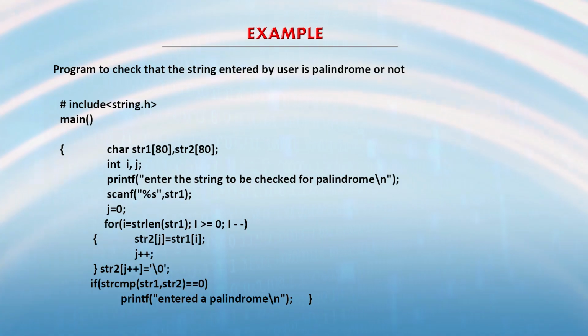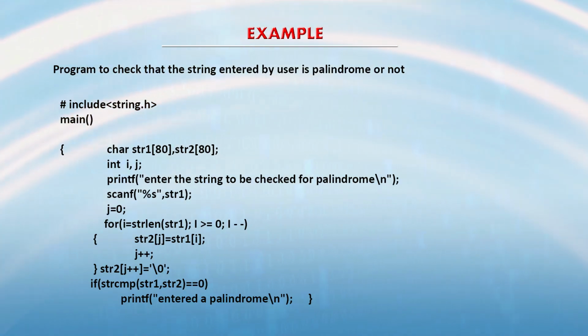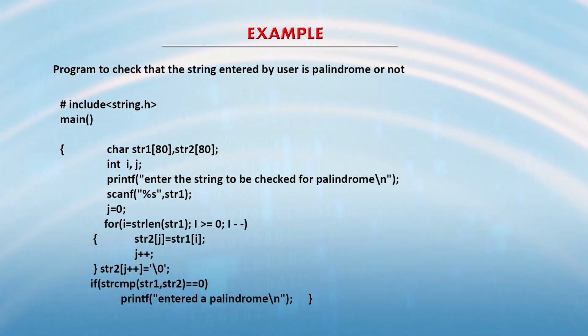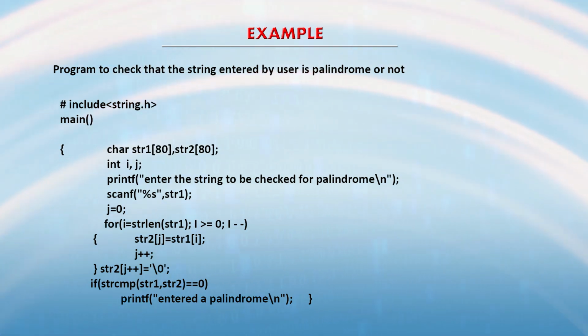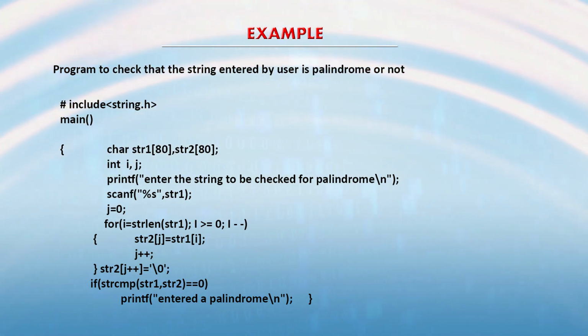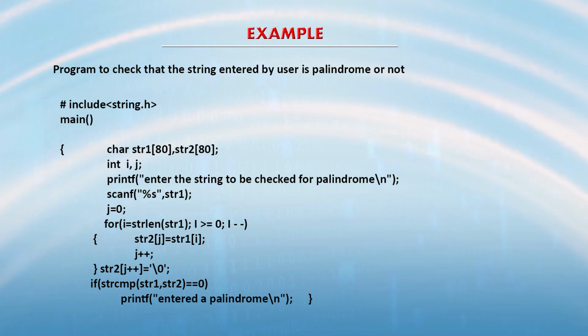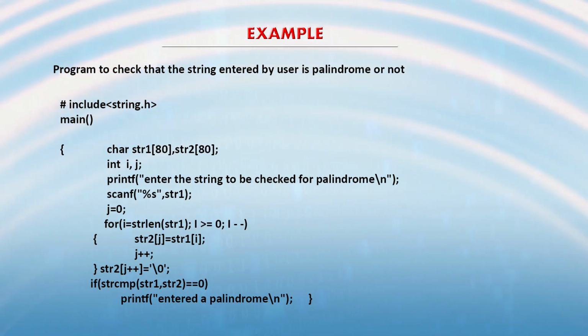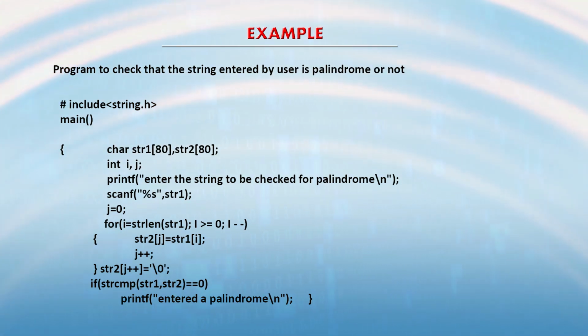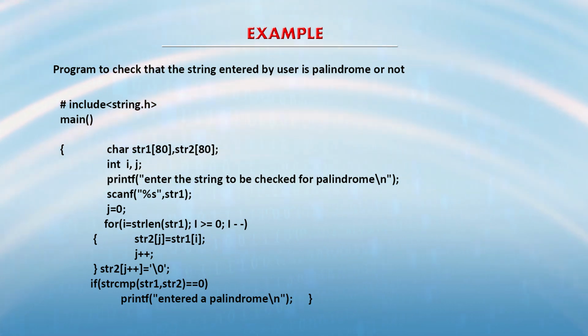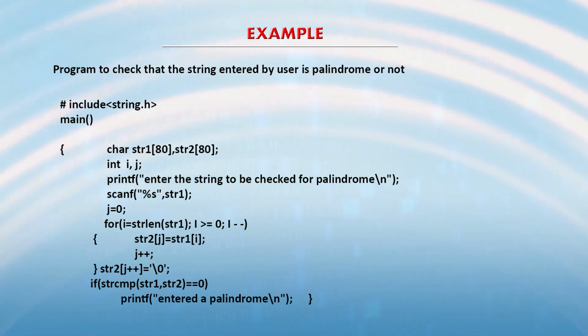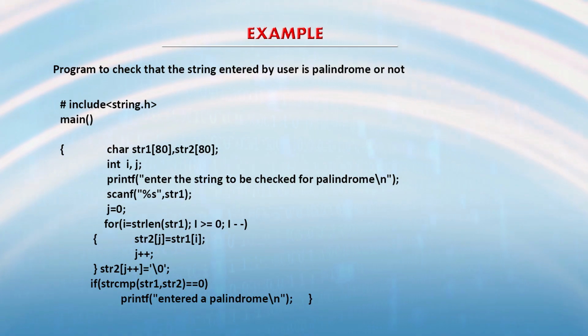Now let us write a program to check whether the string entered by the user is a palindrome or not. In order to use this, we are using the library string.h. You can use various functions of this library. You can use the strcmp function, which is a string comparison function used to compare the two strings str1 and str2.